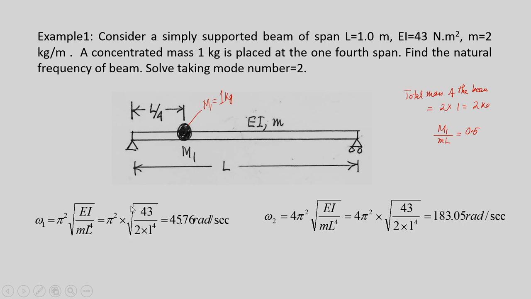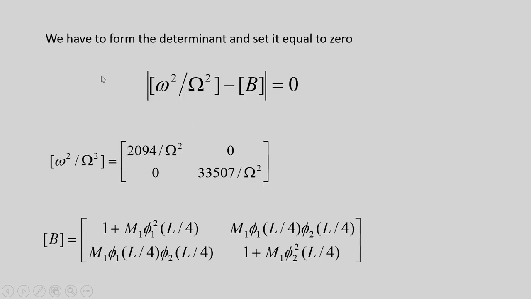And pi square is there, and after calculating this, you will get the first natural frequency as 45.7 radian per second. Omega 2 is 4 pi square root of EI by mL to the power 4, and again after putting the numerical values of EI, m and L in this formula, we get the second natural frequency as 183.05 radian per second. Now we constitute this eigenvalue problem, finding this determinant. This matrix is a diagonal matrix and B is a populated matrix. So small omega square by capital omega square, we can now write, is nothing but 45.7 that we have found, squared.